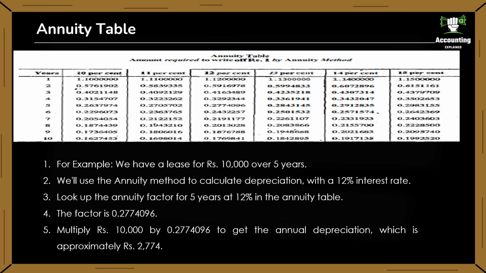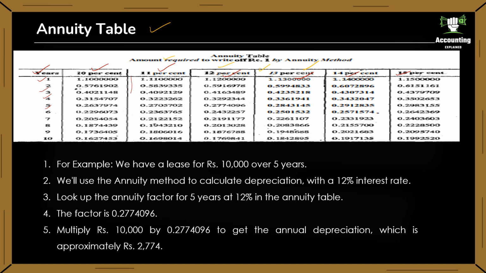Now let us learn how to use the annuity table if they ask in the exam. Annuity table will look like this. Amount required to write off rupee 1 by annuity method. The columns in the annuity table are years, 10% interest, 11% interest, 12% interest, 13%, 14%, 15%. And first year, second year, third year, fifth year, like that years will be given. And the interest rates will be given for 10%, 11%, 12%, and so on.